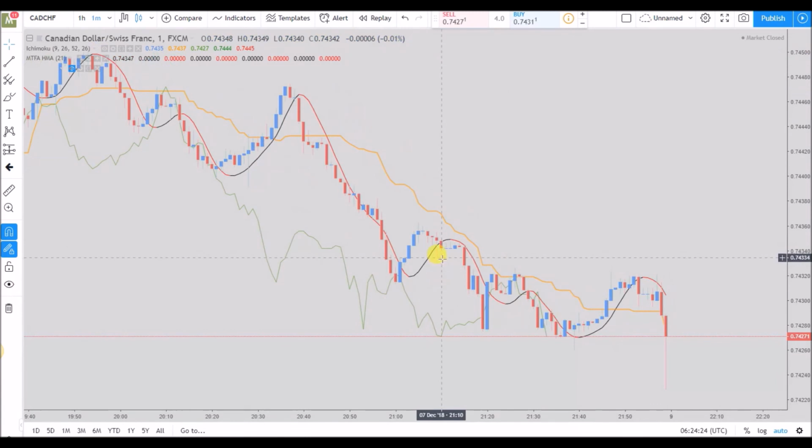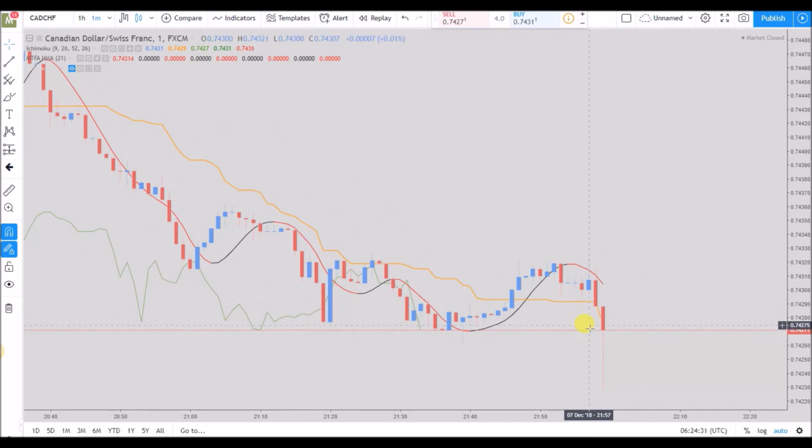Okay. Now this one's pointing straight down. You see the lagging line right there, and this baseline is right on top of this sell candle. So this is a definite sell whenever you see it like that.